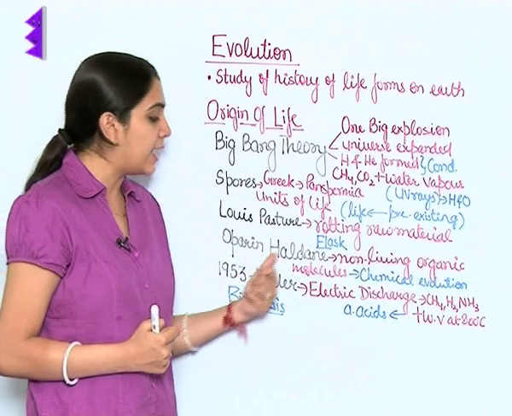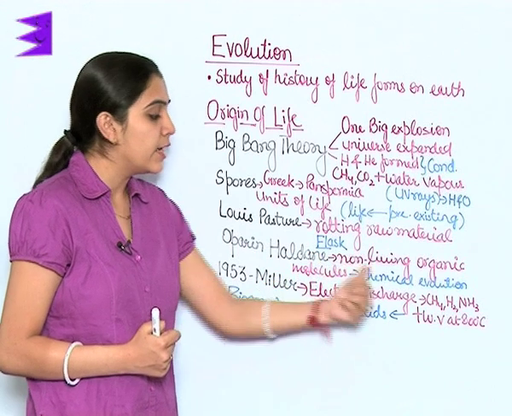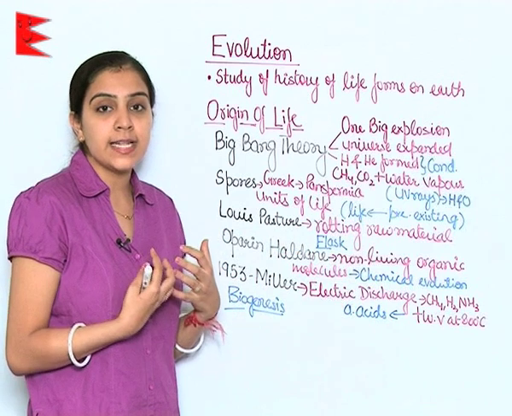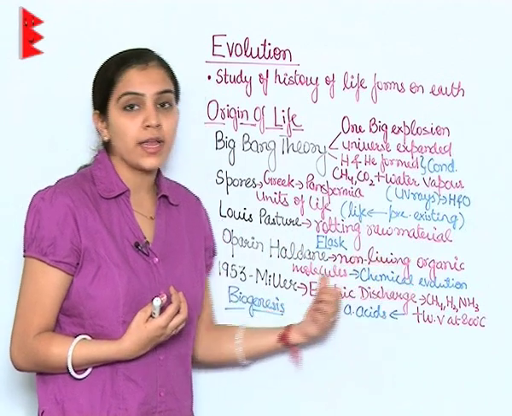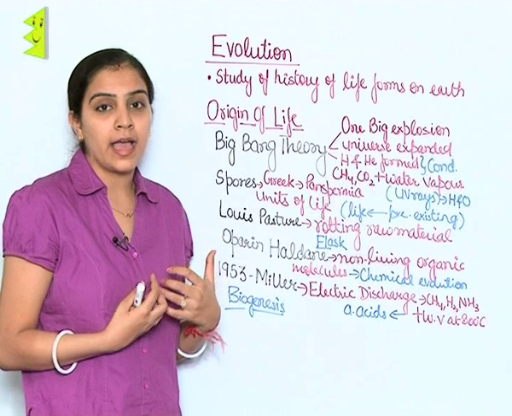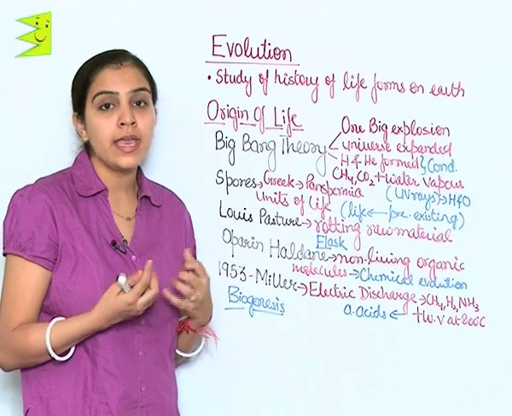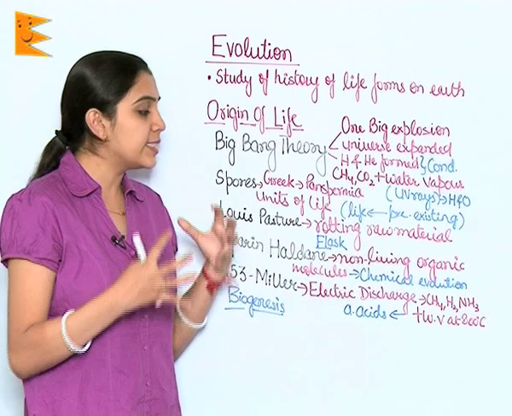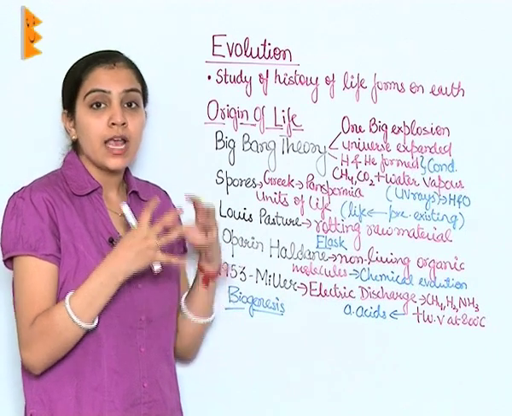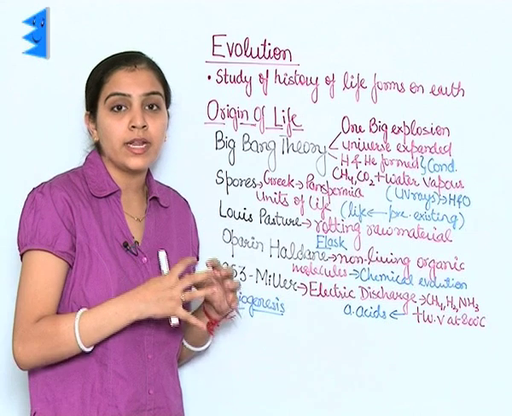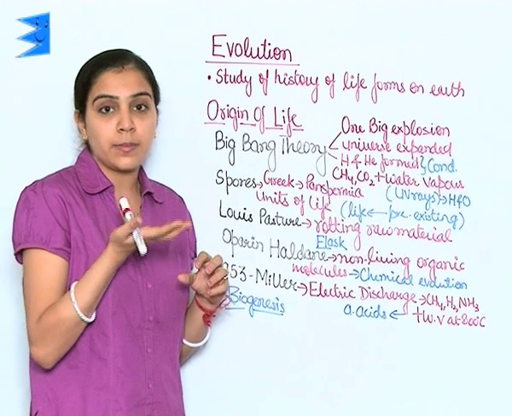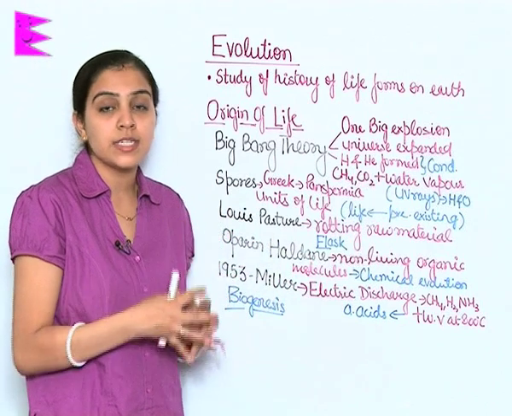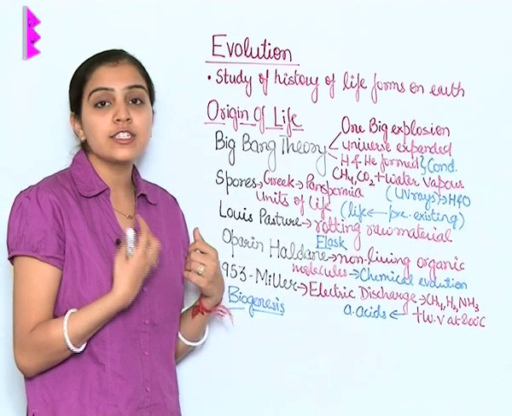Then, Oparin and Haldane gave us another theory, which is chemical evolution. They believed that living cells came from non-living organic molecules. As we know, at that time the earth's temperature was very high and electric discharges were continuously happening. So these non-living organic molecules, upon the action of electric discharges as well as the high temperature, led to chemical reactions, biochemical reactions, and the formation of the first living cells.